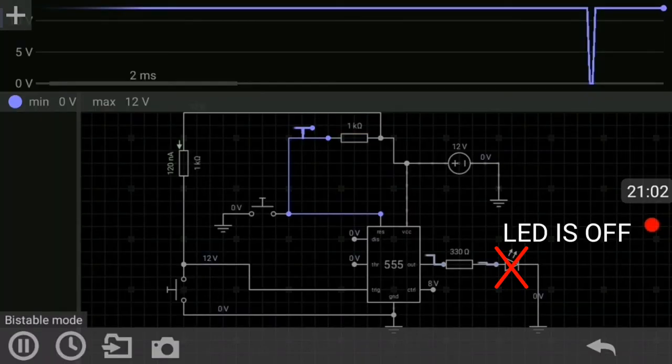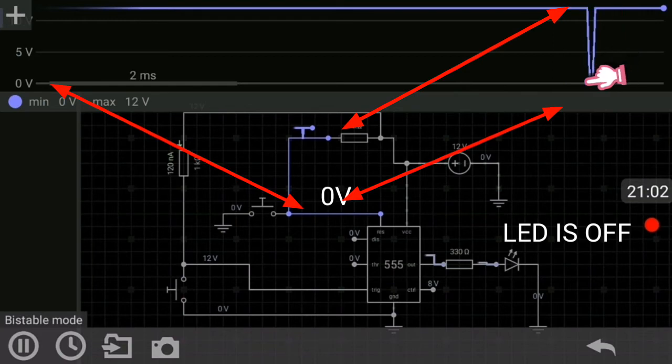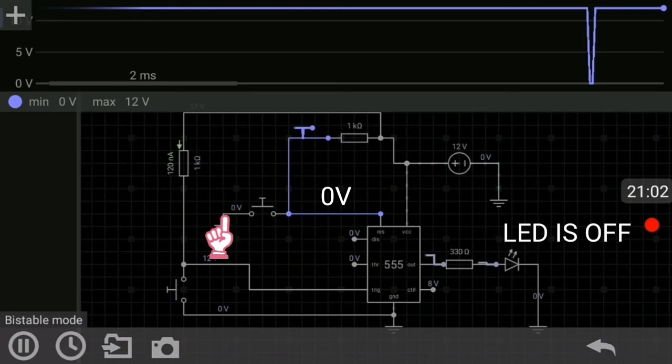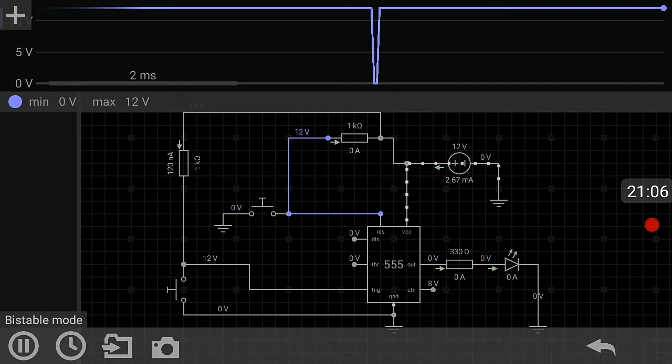Now you can see the voltage from the simulator, from 12 volt, dropping to 0 volt, simply because the voltage dropping from the 1 kilo ohm resistor, which is 12 volt, is pulled by the ground, and now 0 volt is injected to pin 4, causing the output from pin 3 to go to logic low and the LED is cut off. That is how the bistable mode works by using the NE555 timer IC.